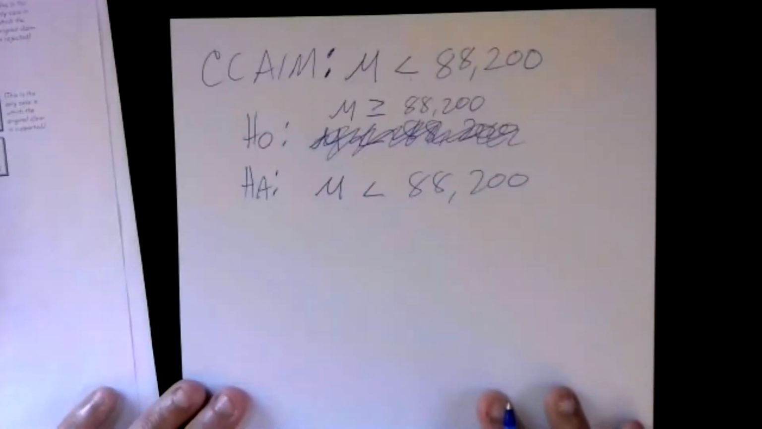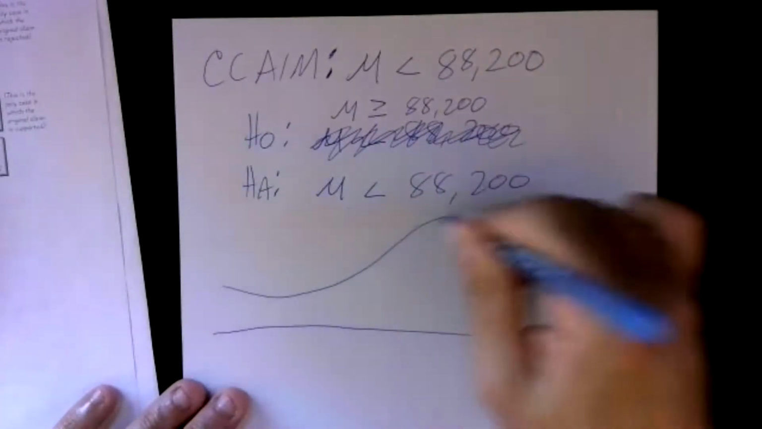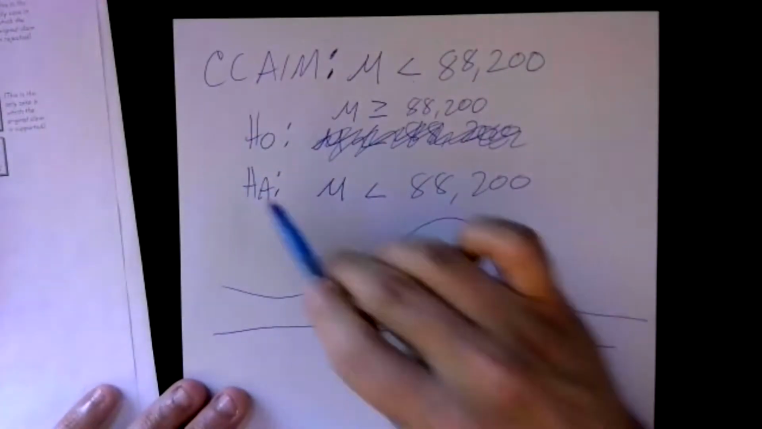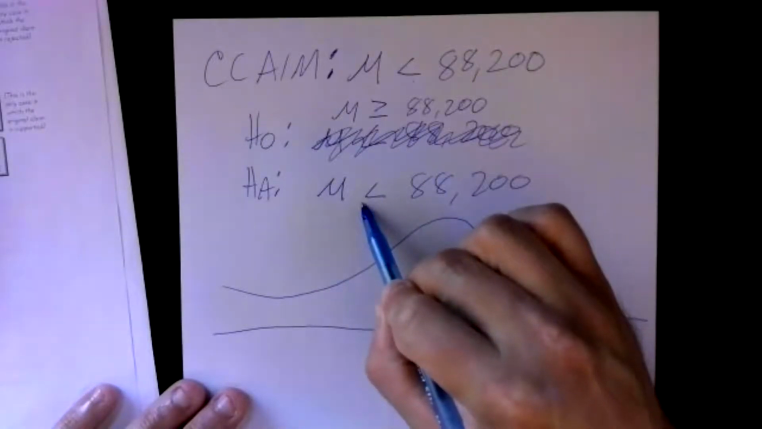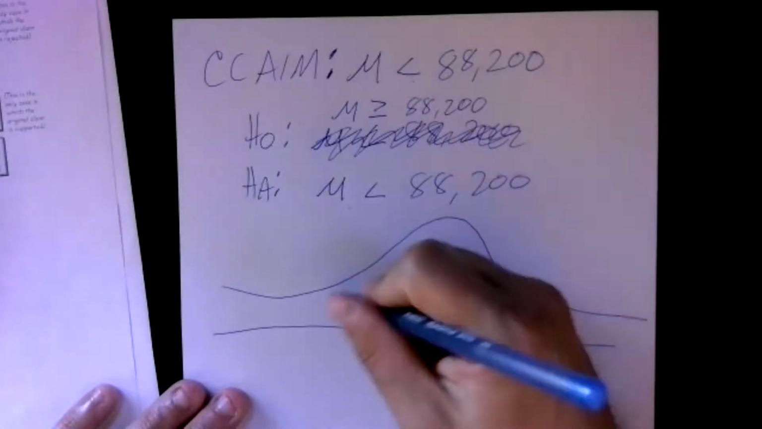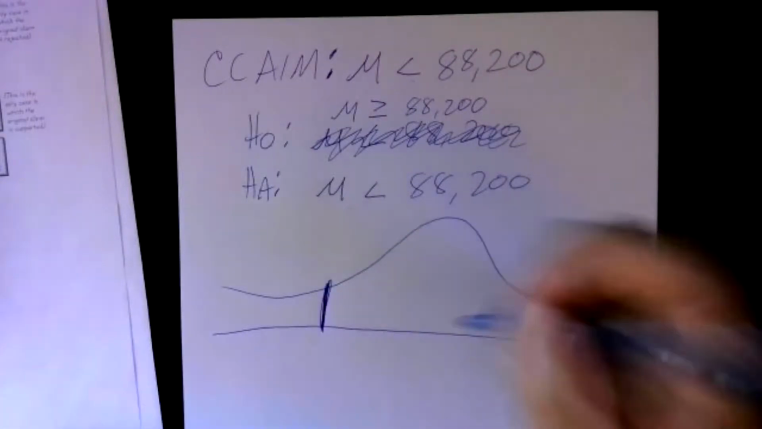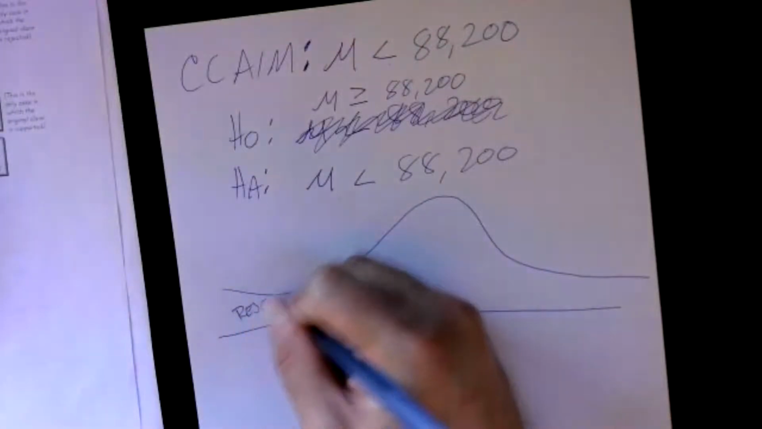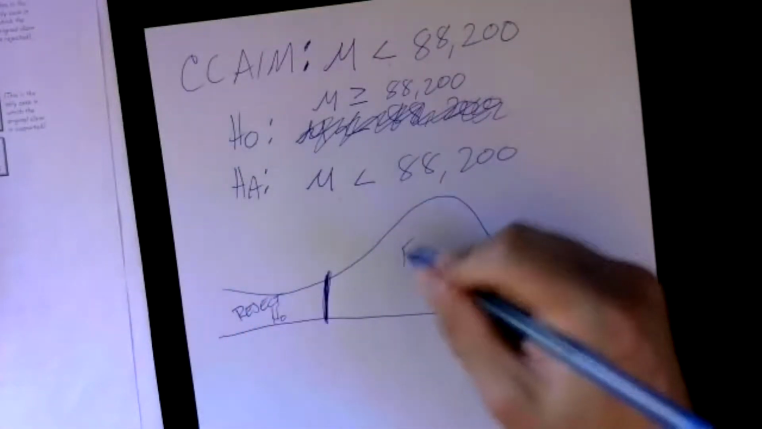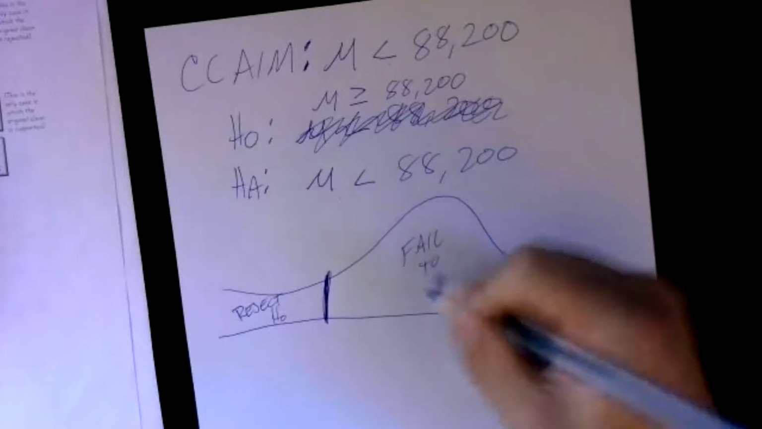With this, we have enough information to draw a picture. The alternative hypothesis is less than, which means this is a left-tailed test. This defines the rejection region. Reject on the left, fail to reject on the right.